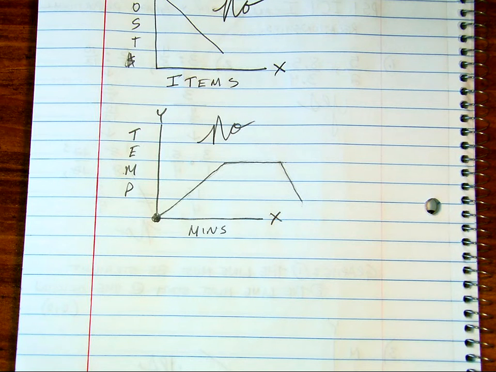Any questions about identifying proportions when they're written as fractions, word problems, or in a table? What about a graph?